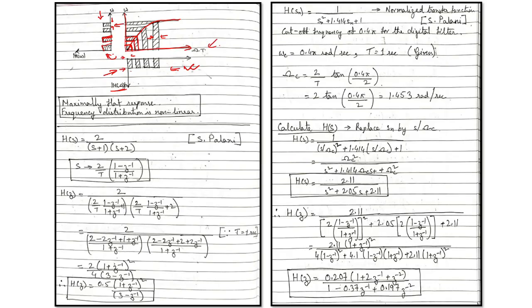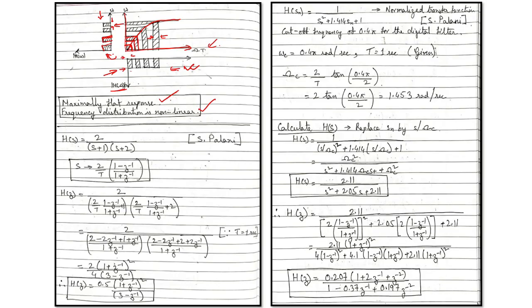One of the major advantages of filter designing using the DLT method is that the filters have a maximally flat response. However, their frequency distribution is non-linear.